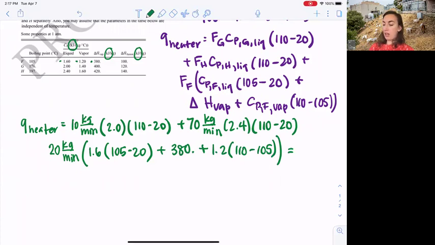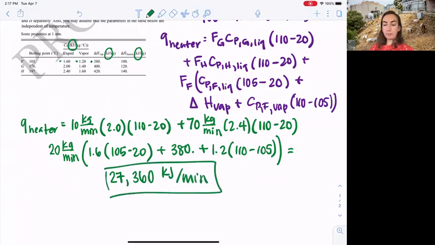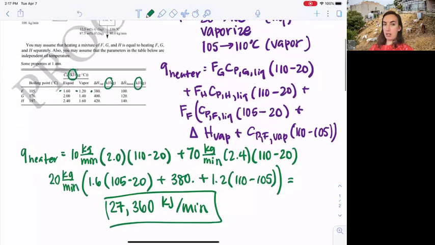And when we do that, just plug all of this into our calculator, we get 27,360 kilojoules per minute. Okay, so that is all there is to it for this problem.